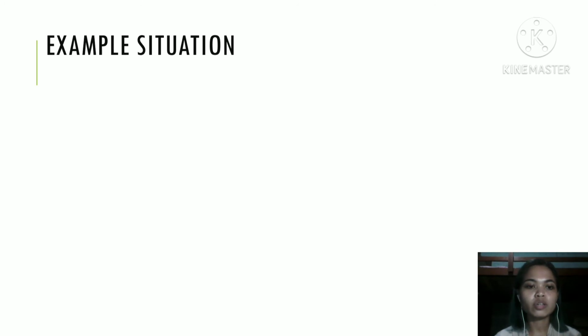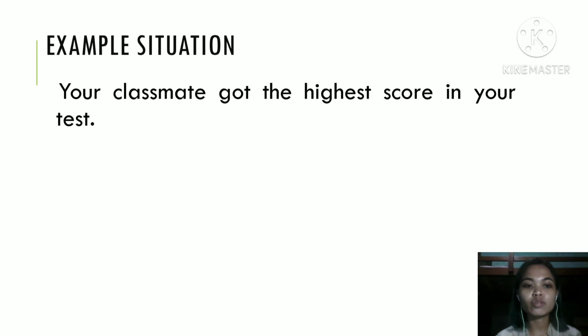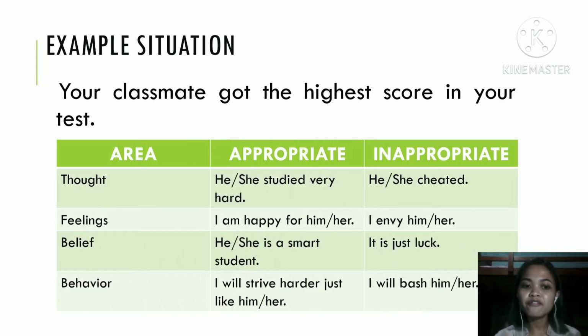Okay, so para mas maintindihan natin yung difference between appropriate behavior saka sa inappropriate behavior, I will give you a sample situation. So, for example, your classmate got the highest score in your test. So, yung kaklase mo, siya yung pinakamataas na may nakuhang score sa test nyo, no? Sa pagsusulit nyo. So, we have 4 areas. Our thought, yung kaisipan natin, feelings natin, nararamdaman natin, belief natin, paniniwala, and then behavior, yung ating ugali. Okay?